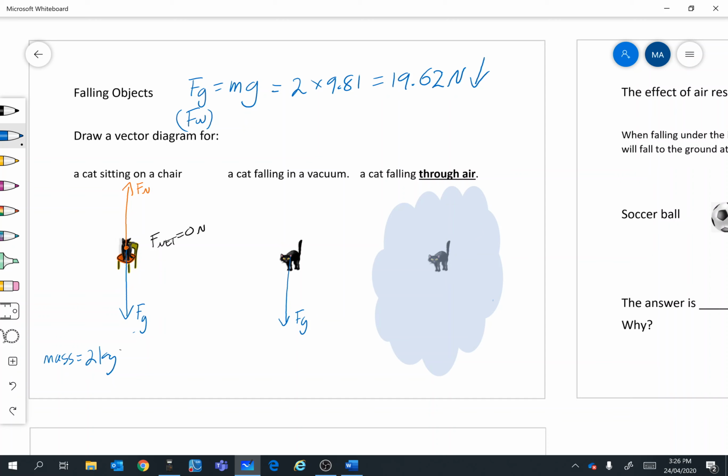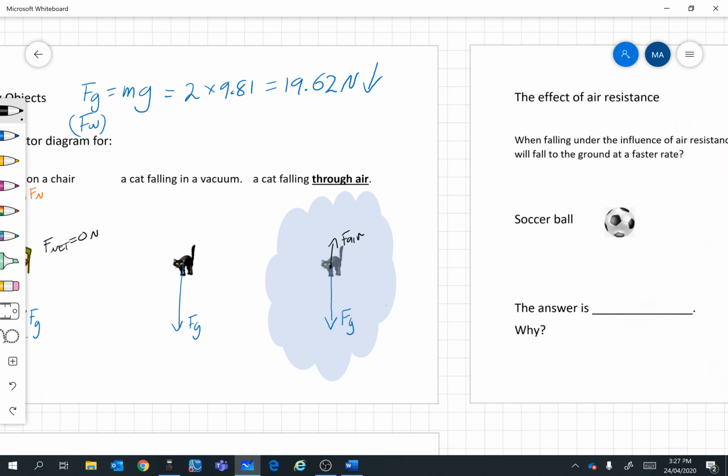If the cat is falling through air, then that force due to gravity is still there, but there'll also be some air resistance in the opposite direction to which the cat is moving, so it'll be upwards. So we can see that air resistance is important when objects are falling towards Earth through air.